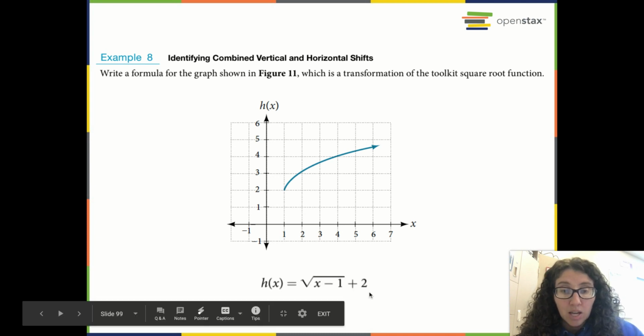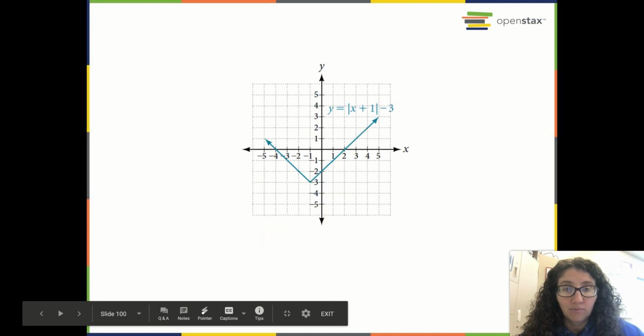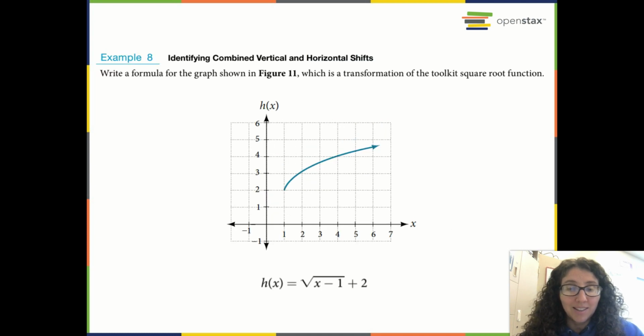And there we go. It's been shifted up by 2, so we add a plus 2 on the end, and it's been shifted to the right by 1, so we have a minus 1 inside the original function. Okay. And that's the end of thinking about vertical and horizontal shifts. Let me know if you have any questions.